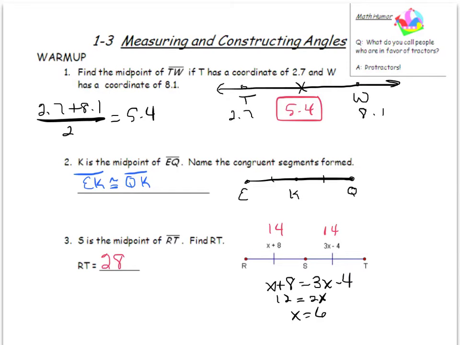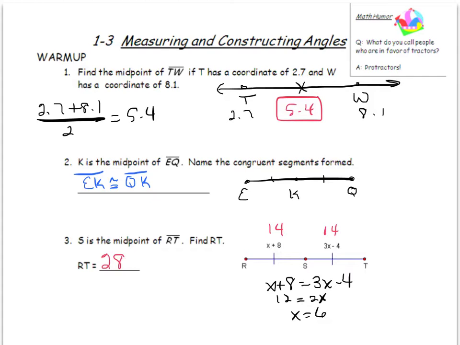All right, you guys, so for number 1, they want to find the midpoint between T and W. They give you the length of T, the point T is 2.7. The point W is 8.1. Remember, to find the midpoint between 2 points, you do the average. So you're going to add the 2 together, divide by 2. So your midpoint should be 5.4.